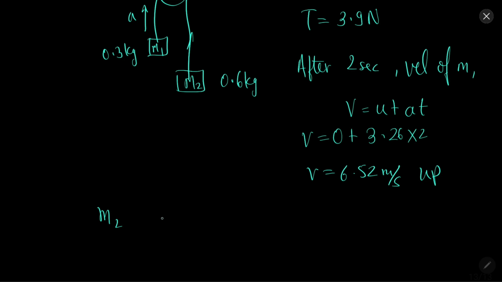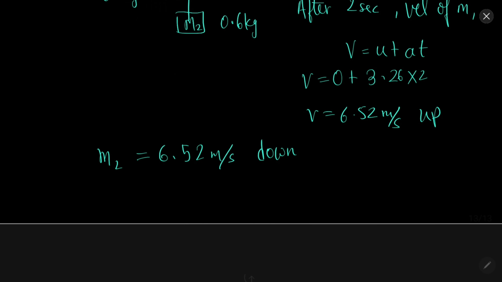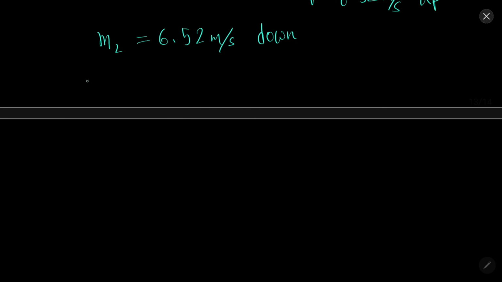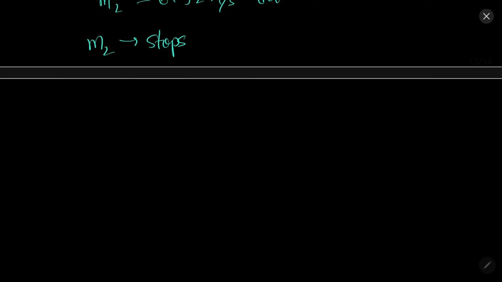Now for m2 during this time, m2 is moving with the same velocity, because m1 is moving up and m2 is moving down with the same velocity. So after 2 seconds, m2 stops for a moment.